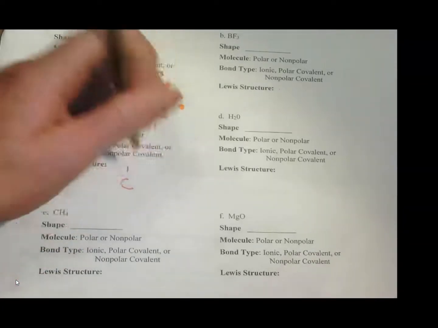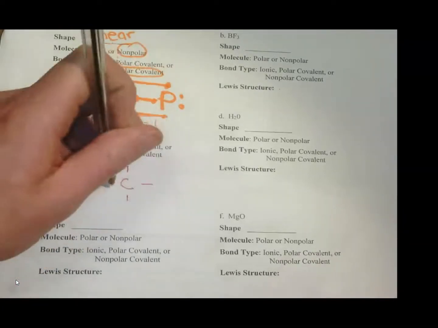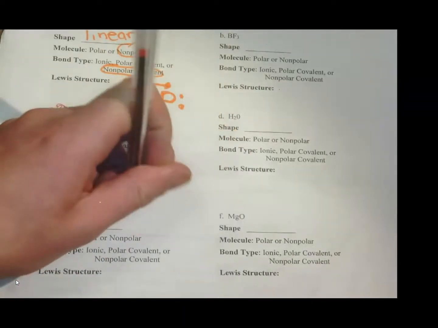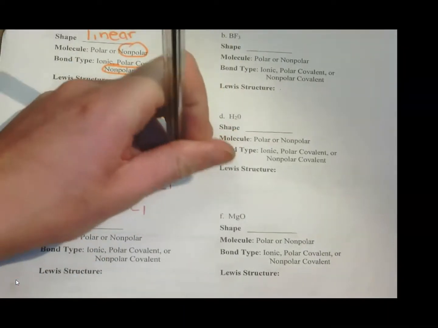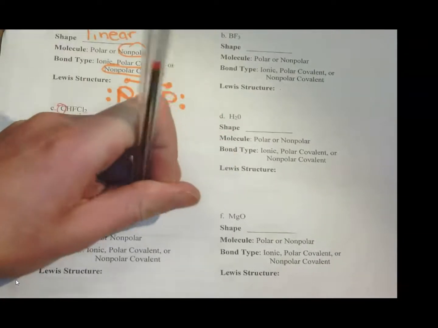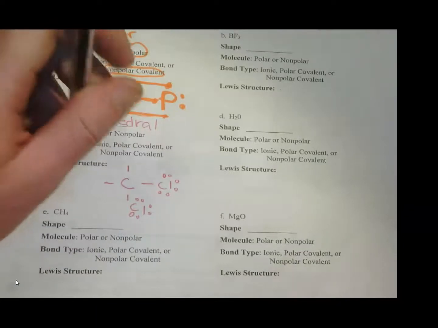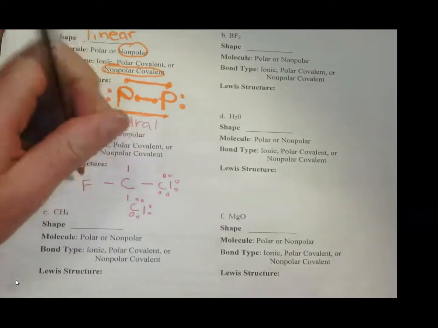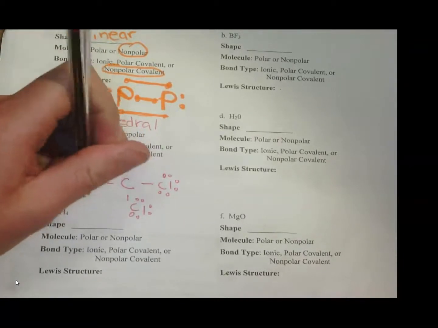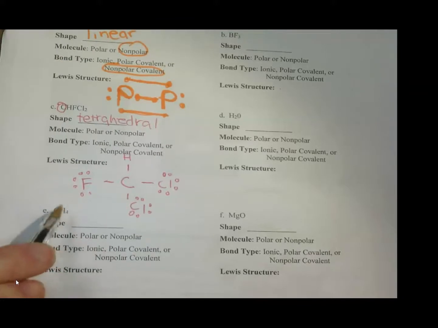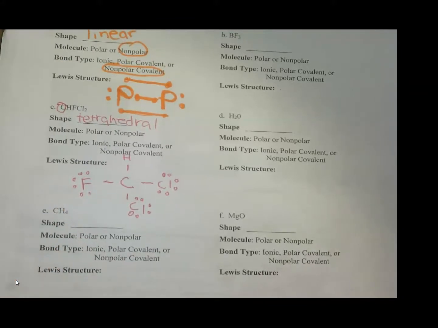Then you can just start placing. So I'm going to put my chlorines. I'm drawing all their electrons. Then I'm going to put my fluorine. And then I'm going to put my hydrogen. So there's my Lewis structure.